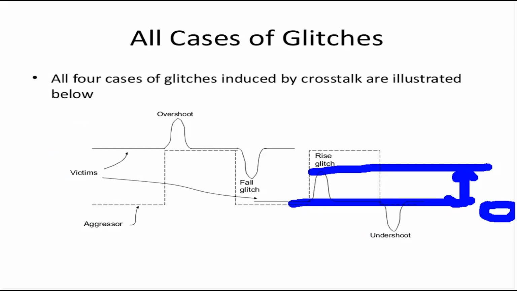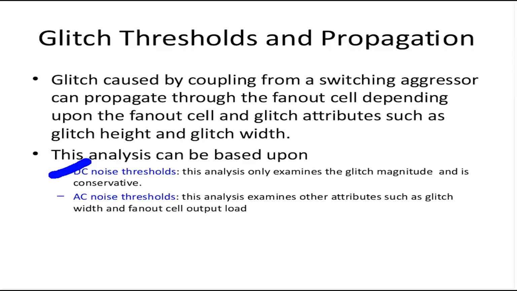The width of the glitch is how wide the glitch is in time, the amount of time during which this glitch is active. So these are two effects here. The DC analysis only depends on the magnitude, the height of the bump. The AC analysis examines other attributes such as the glitch width and the fan out cell. What is the fan out cell output? So let's see what both these analyses do.